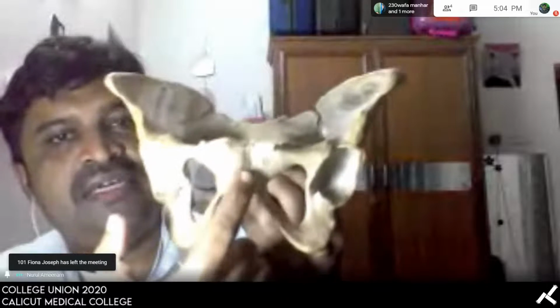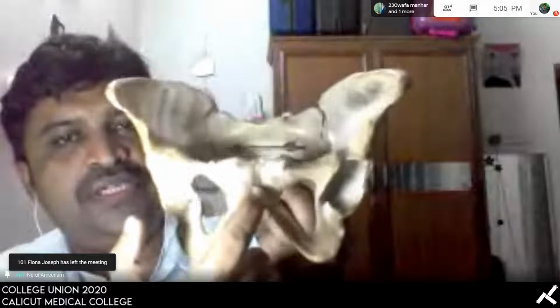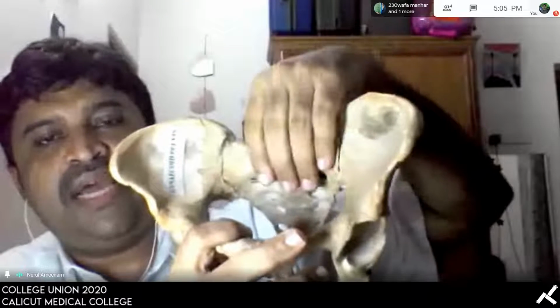Coming to the joints, as I said, there are 4 bones and 4 joints. The first joint that you come across here is the pubic symphysis, the joint between the 2 pubic bones, the left and the right. It is a fibrocartilaginous joint. Then you have the sacroiliac joint, the right and the left sacroiliac joint between the sacrum and the iliac bone of the innominate.